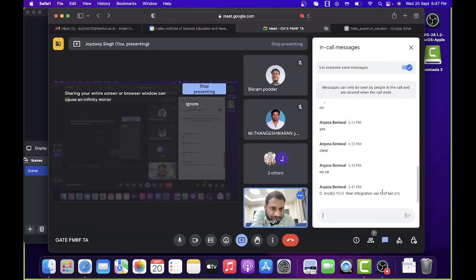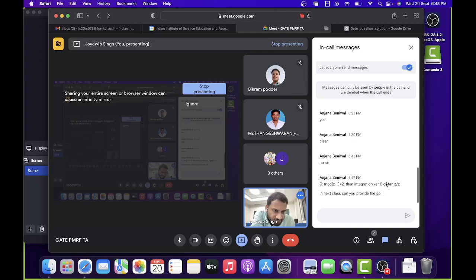What is the question? Mod z minus 1 equals 2. Then integration over C, what is the integral of tangent z by z? Okay, so this is basically the integration of tan z by z, and this is the modulus of basically a circle centered at 1 of radius 2.